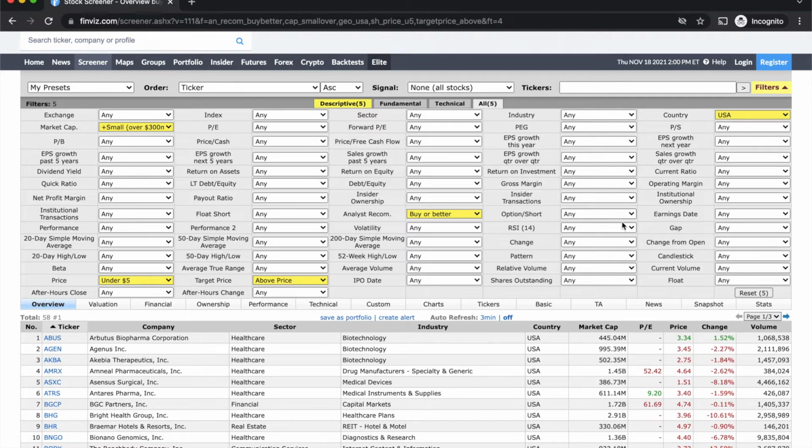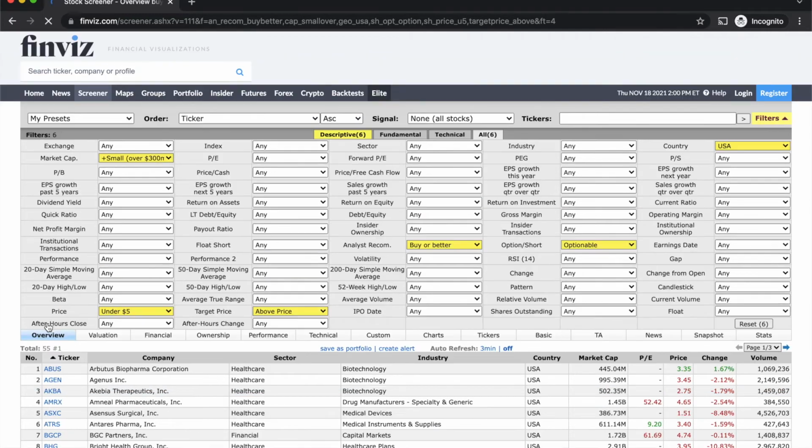If you trade in options, then you can put the filter here for optionable ones. So out of the 58 stocks, the ones which did not have option chains, because all stocks do not have option chains associated with them, three stocks did not have option chains. Now those are also filtered out, and we are left with 55 stocks.